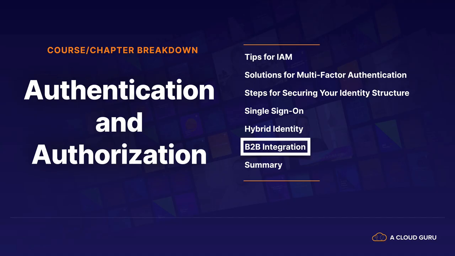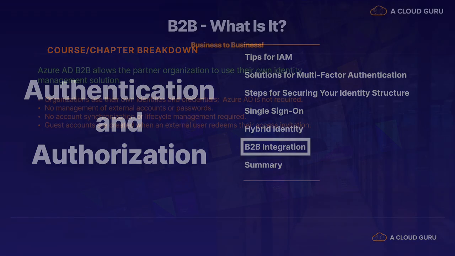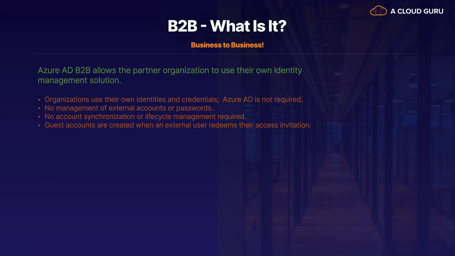Now, this will be a pretty short lesson. Business to business integration is really pretty straightforward, right? This basically lets you use your Azure AD to connect to a partner organization and use their identity management solution to give access to services in your environment.